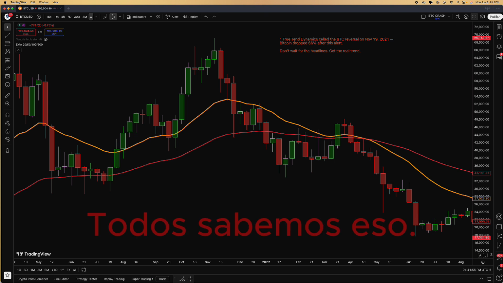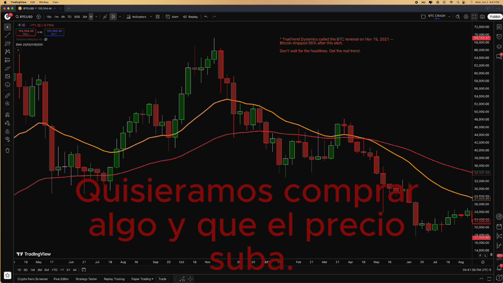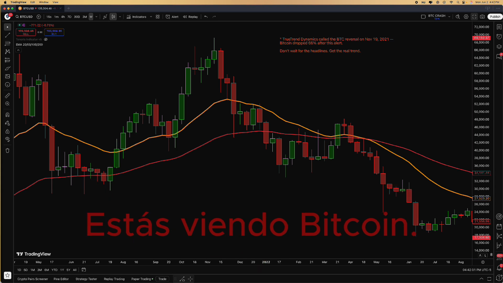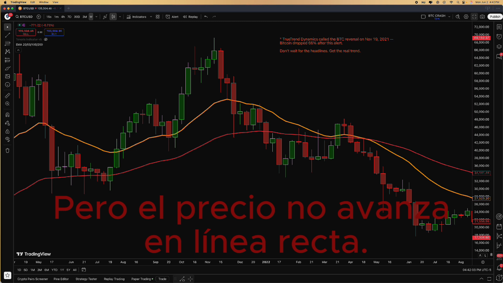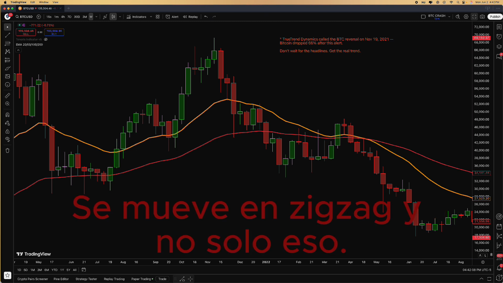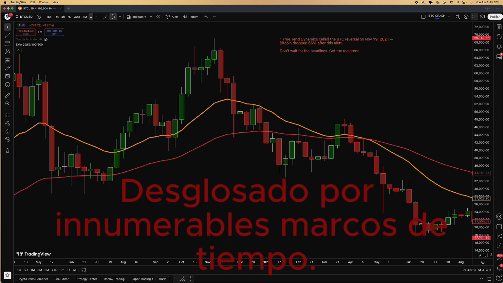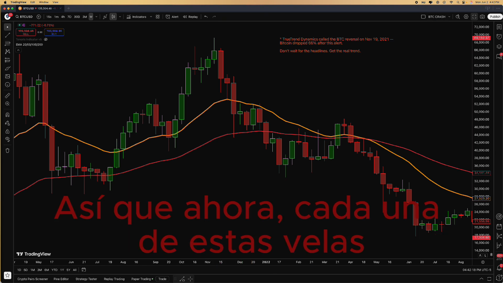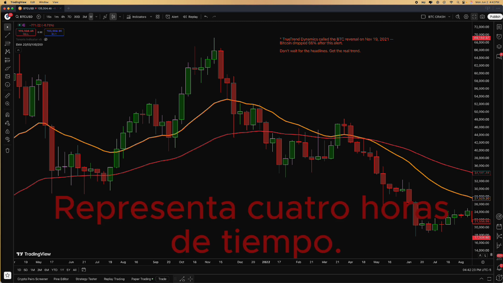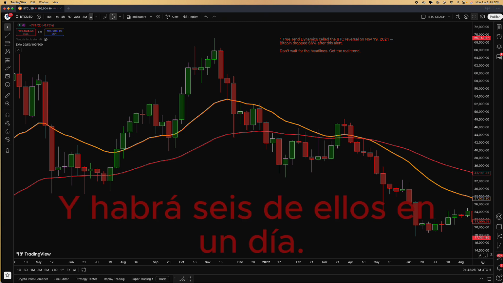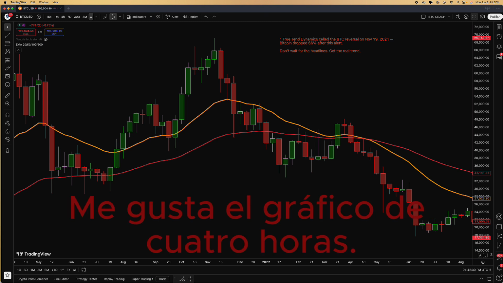We all know that we would like to buy something and have price go up. You're looking at Bitcoin. But price does not move in a straight line. It moves in a zigzag. And not only that, you can look at it parsed out by innumerable time frames. So right now, each one of these candles represents 4 hours in time, and there would be 6 of them in a day. I happen to like the 4-hour chart. I like swing trading.